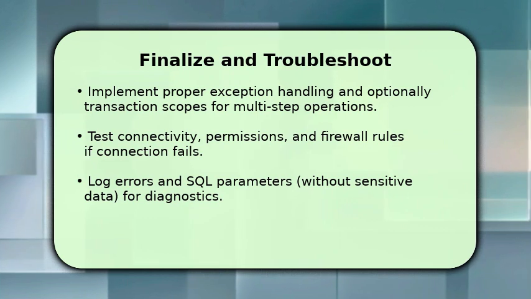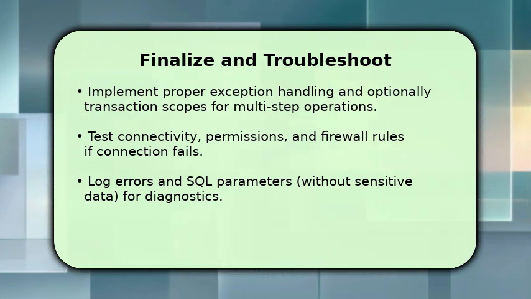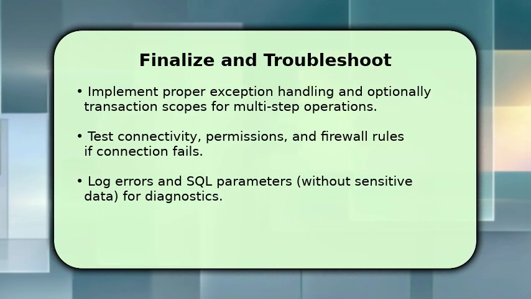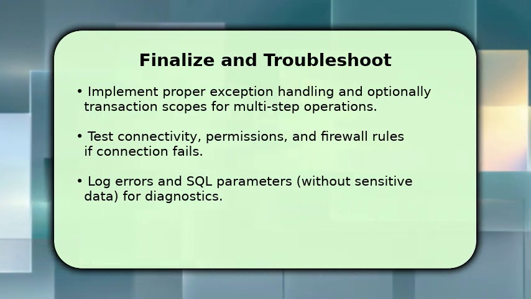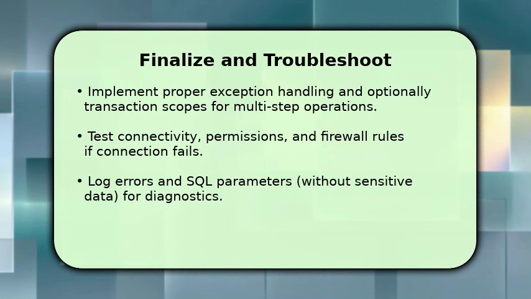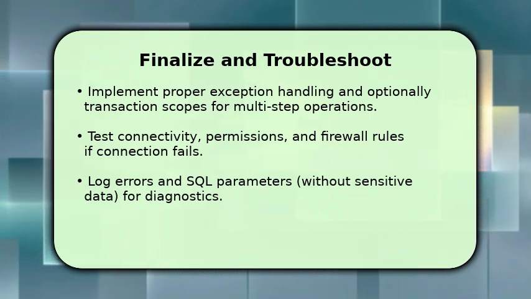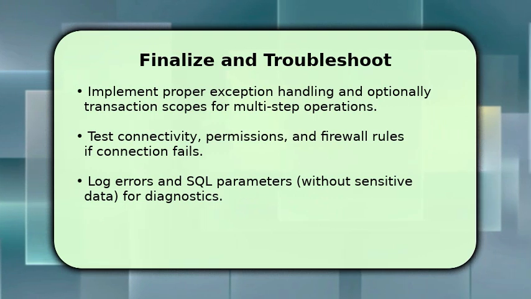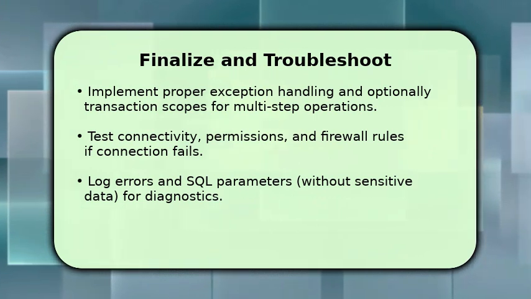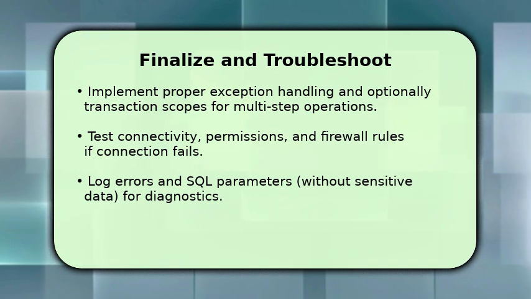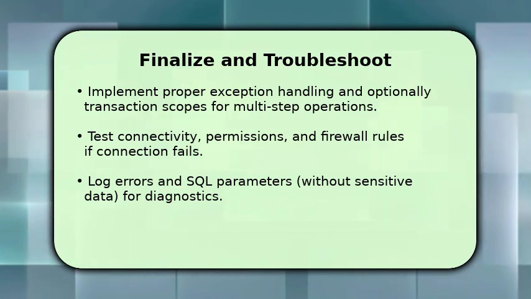If something goes wrong, first confirm server reachability and firewall settings, then validate the connection string and credentials. For persistent issues, log the error messages and parameter values without exposing passwords. Make sure to close connections and retry developing with small test queries until behavior is correct.